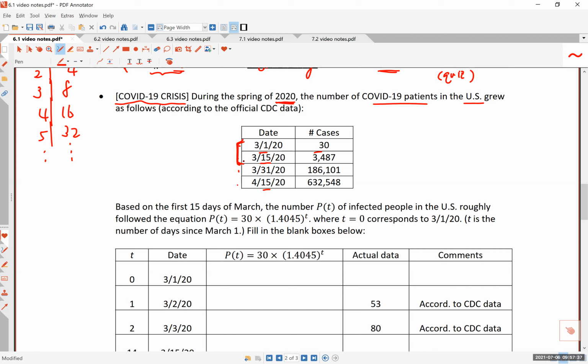Now after all, we have like over 330 million people living in America. These are extremely small numbers compared to 330 million.